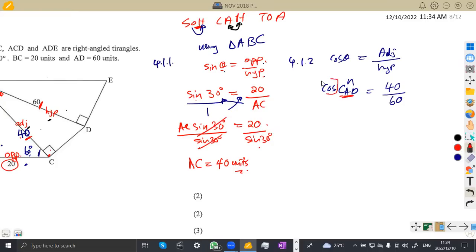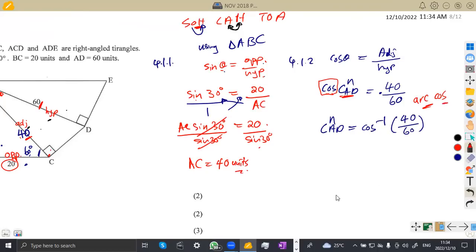You remove this cos here. But how do I remove the cos? To remove the angle, to remove the cos that we see so that we remain with the CAD, you write on the other side as arc cos. So it is going to be arc cos 40 over 60. So arc cos like that.